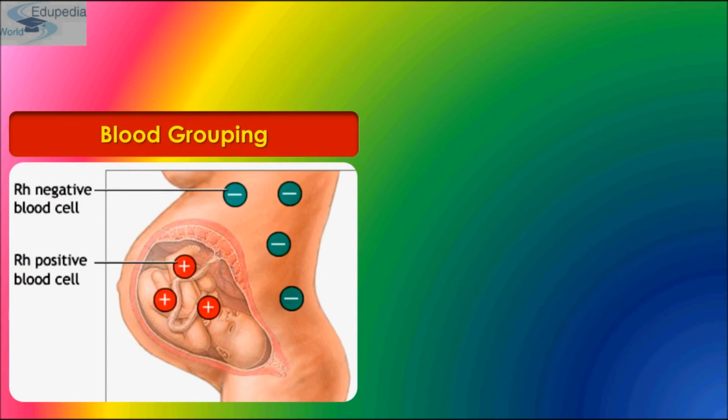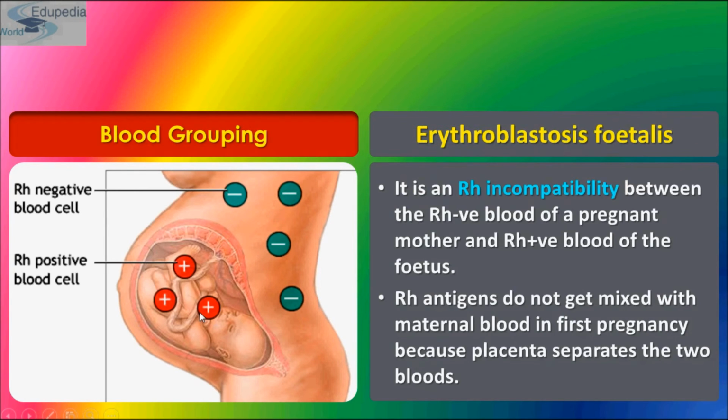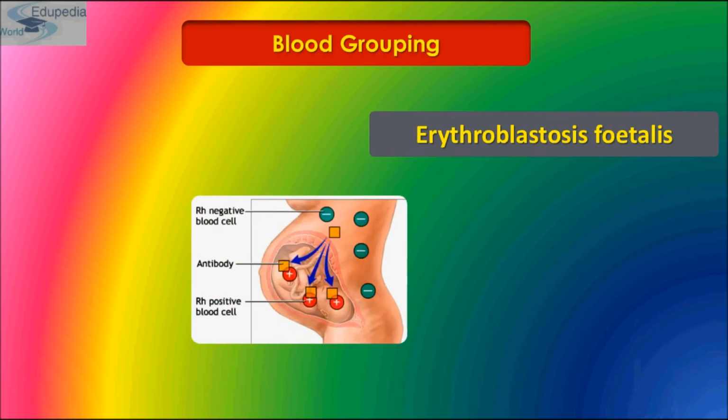This is how the Rh negative blood cells of a mother and the Rh positive blood cells of the baby interact. So this is known as Erythroblastosis Foetalis. This is Rh incompatibility between the Rh negative blood of the pregnant mother and the Rh positive blood of the fetus. And Rh antigens do not get mixed with the maternal blood in the first pregnancy, because the placenta separates the two bloods. Okay, but in the second pregnancy it causes problems.